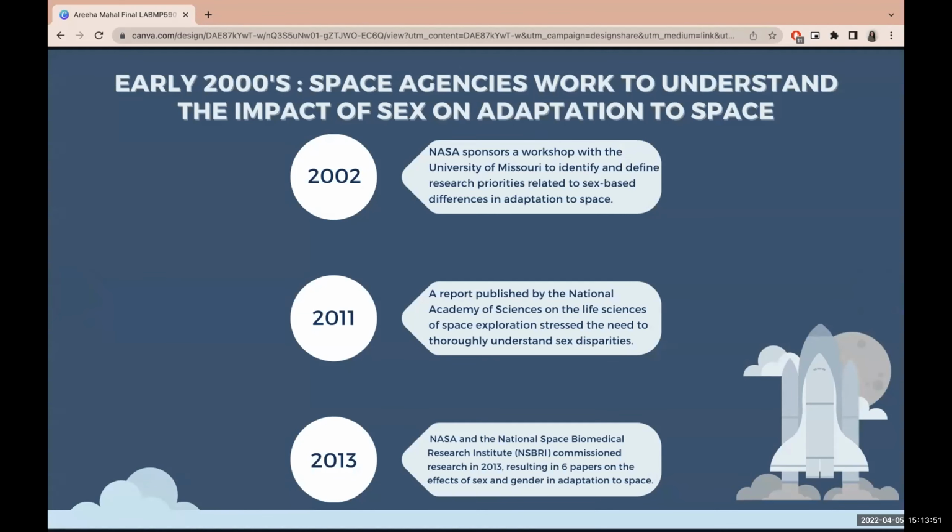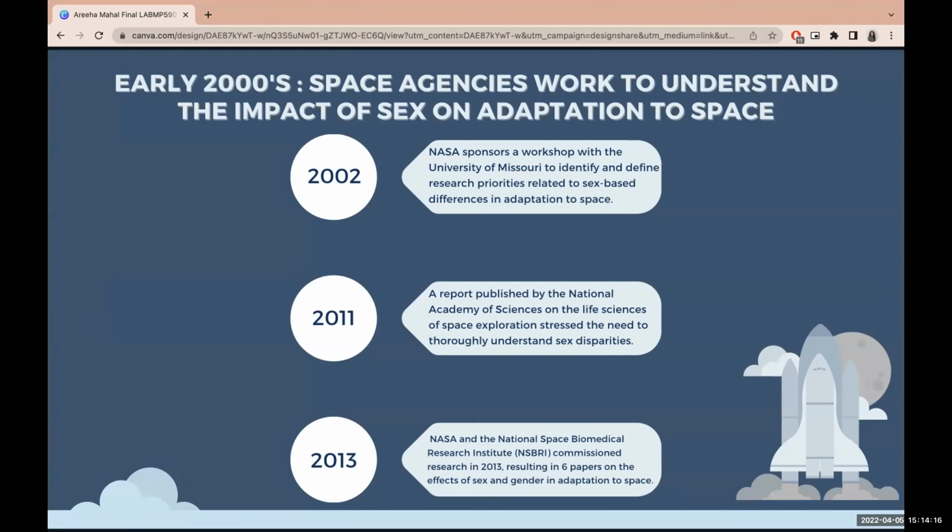Now if we jump to the early 2000s, major space agencies are starting to really work on understanding the impact sex has on adaptation to space. In 2002, NASA and the University of Missouri had a workshop to identify research priorities related to sex-based differences in adaptation to space. They examined available data and created recommendations to fill existing knowledge gaps on this topic.